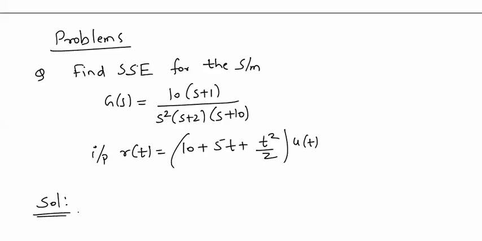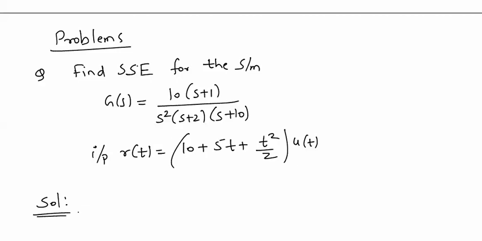We will use the shortcut. If input power is greater than type, then the steady state error is infinity. If input power is equal to type, then the steady state error is constant. And if input power is less than type, then the steady state error is 0. So infinity, constant and zeros.